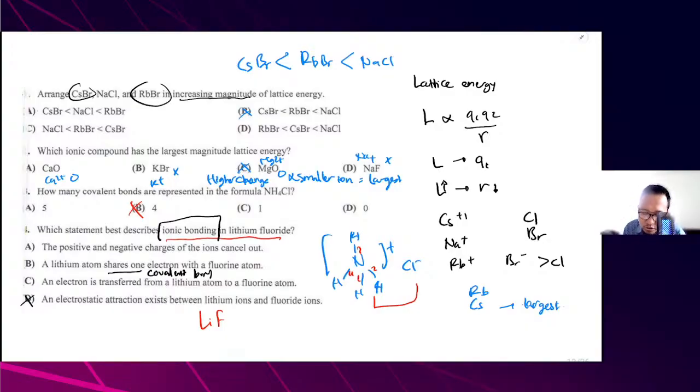Option C, it looks like the opposite, right? An electron is transferred from the lithium atom to the fluorine atom. Electron transfer is how the ions are created, not the bond in itself. So the correct answer will be D. Okay, so this is the answer for each part.